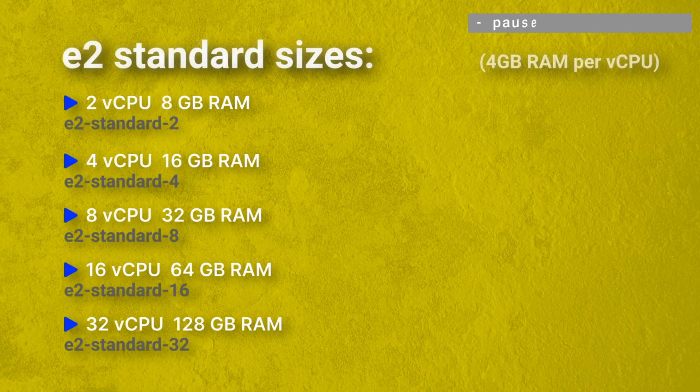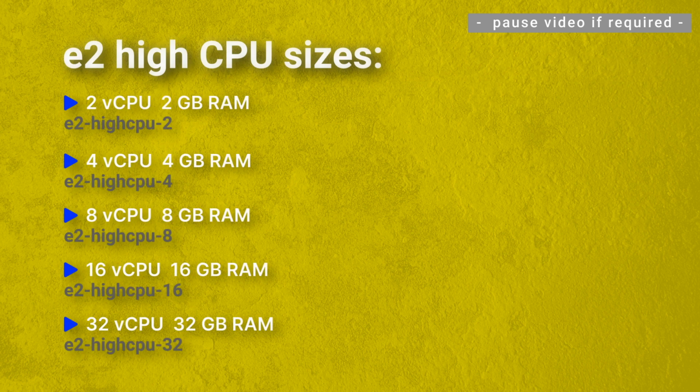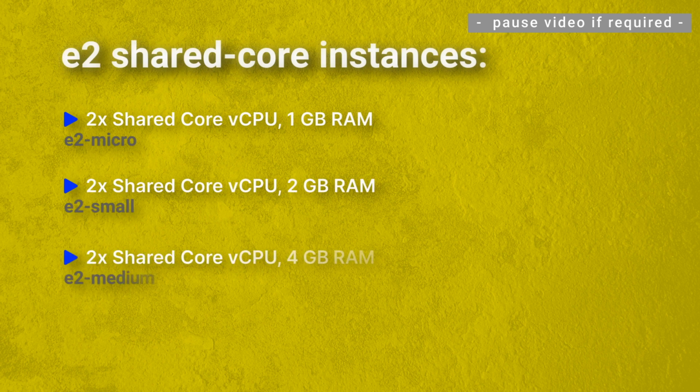E2 standard instances have 4GB of RAM per vCPU. E2 high memory instances have 8GB of RAM per vCPU. E2 high CPU instances have 1GB of RAM per vCPU. And E2 shared core instances are also available. E2 Micro has 1GB of RAM, E2 Small has 2GB of RAM, and E2 Medium has 4GB of RAM.